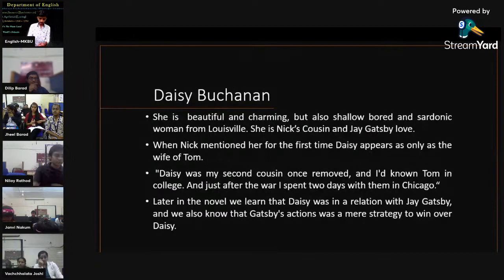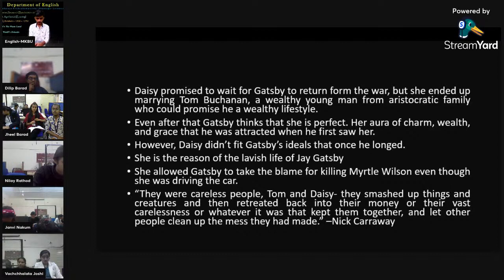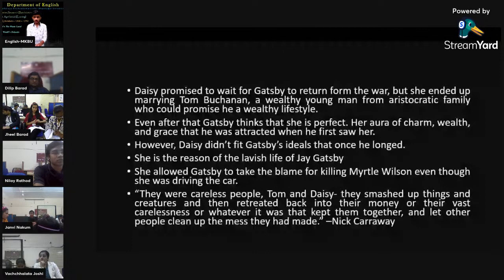Daisy promised to wait for Gatsby, but she ended up marrying Tom Buchanan, a wealthy young man from an aristocratic family who could promise her a wealthy lifestyle. Even after Gatsby knows that she is married, Gatsby still thinks that she is the definition of perfect, with her aura of charm, wealth, and grace that he was attracted to when he first saw her. However, as we later came to know, Daisy didn't fit the ideals that Gatsby longed for. She is the reason that Gatsby is so successful and rich.